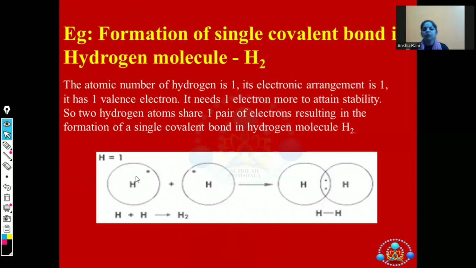Here you have hydrogen. Hydrogen has one electron in its outermost shell, and another hydrogen atom also has one electron in its outermost shell. So they both share one electron. This shared pair of electrons remains in between the two, and both get the feeling that they have their complete octet. But this shared pair of electrons stays between them.